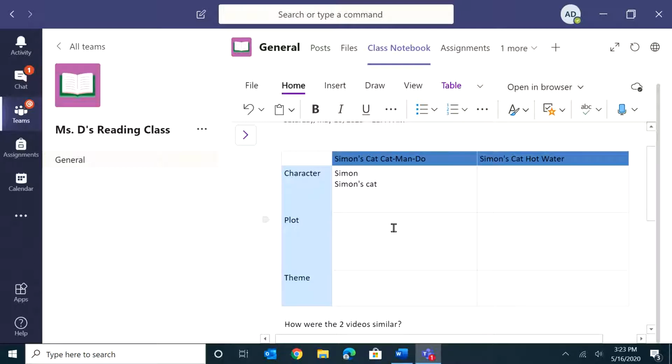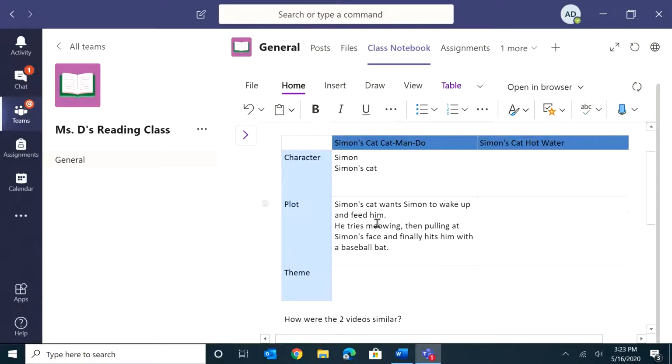Now, what was the plot of this video? Remember, the plot is what happens. What is the problem? What are the main events that happen? And the main events were Simon's cat wants Simon to wake up and feed him. He tries meowing, then pulling at Simon's face, and finally hits him with a baseball bat.